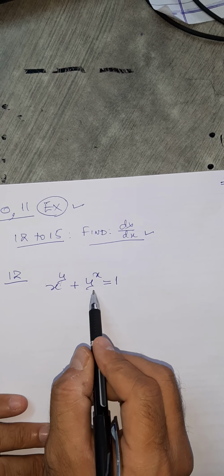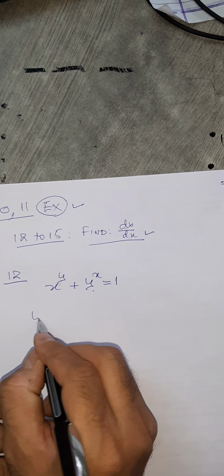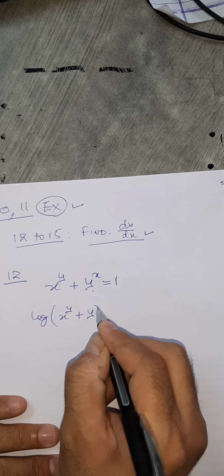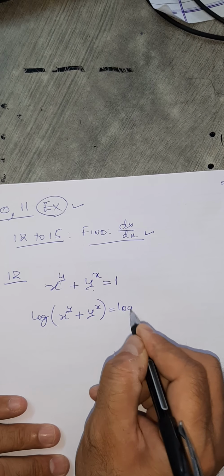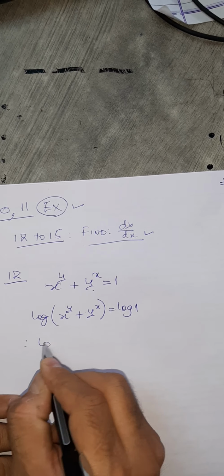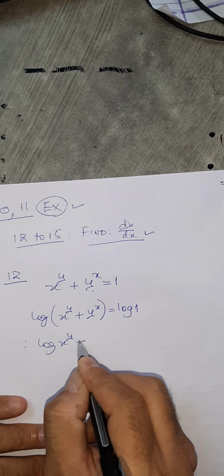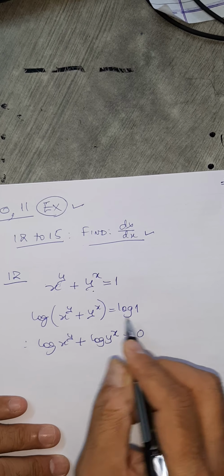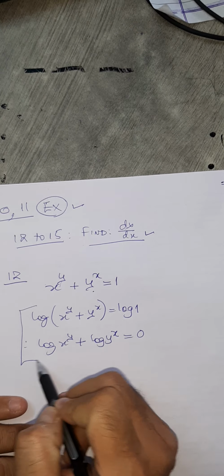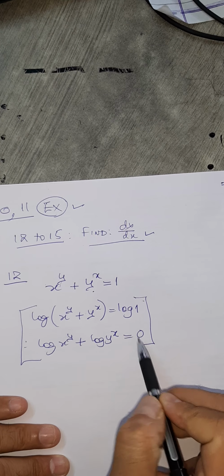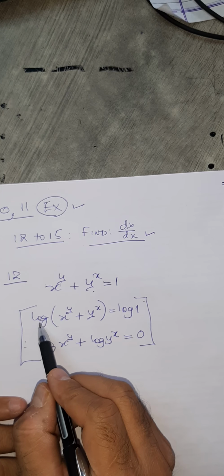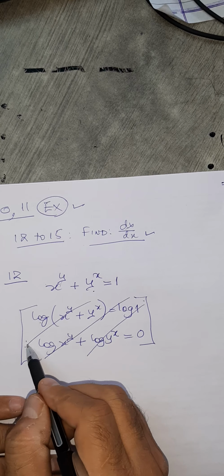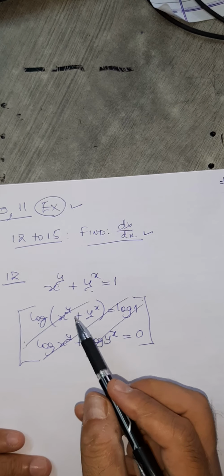Can I apply log directly? If I write like this, log of x raised to y plus y raised to x equals log 1. And then if I write log of x raised to y plus log of y raised to x, you know log 1 is 0. This procedure is wrong, remember. This should not be used. If you have plus, you cannot apply the log. So this should not be done. This is wrong, remember.